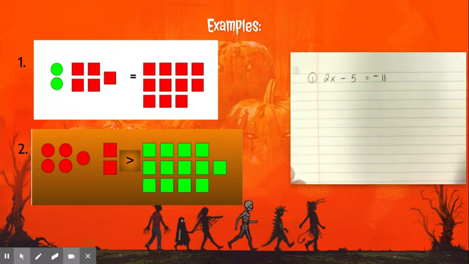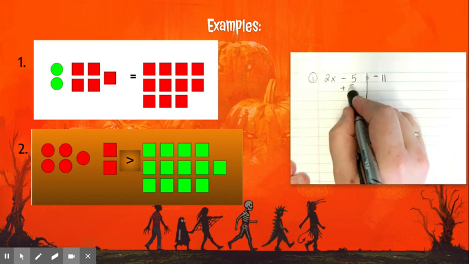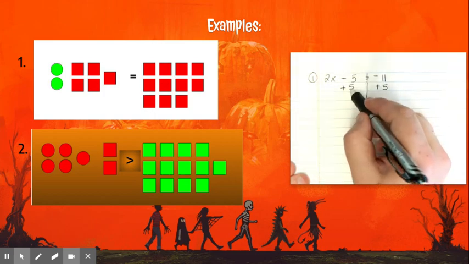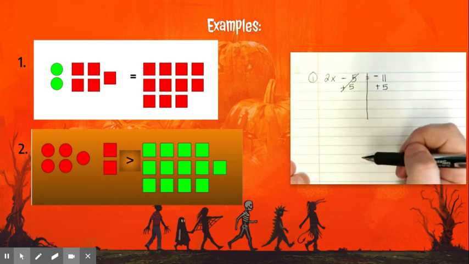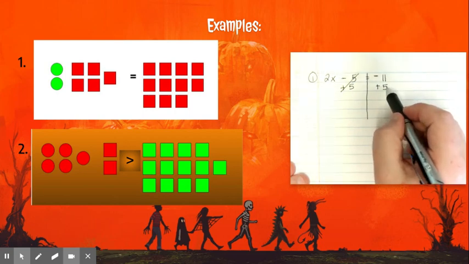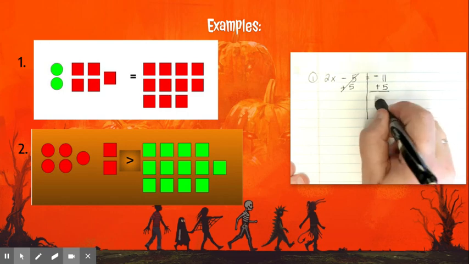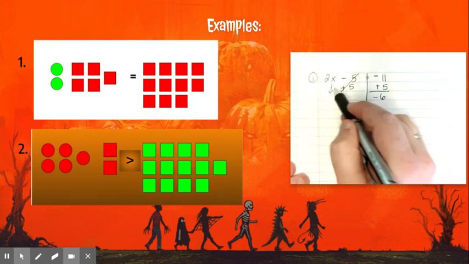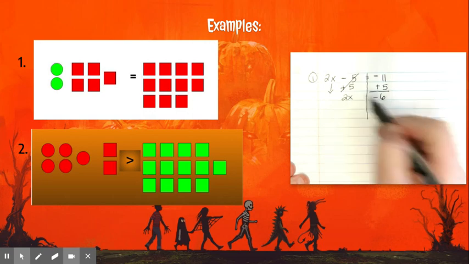Okay, and to solve from here, let's draw our line down. We're going to add 5 on both sides, plus 5, plus 5. Negative 5 and a positive 5 cancel each other out because they make 0. Negative 11 plus 5. If I have a negative and a positive, I need to subtract these two numbers, so 11 minus 5 is 6. Whatever number is the bigger number, that's what symbol it gets, so it's going to be negative 6. And then my 2x gets brought back down. So then I'm left with 2x equals negative 6.